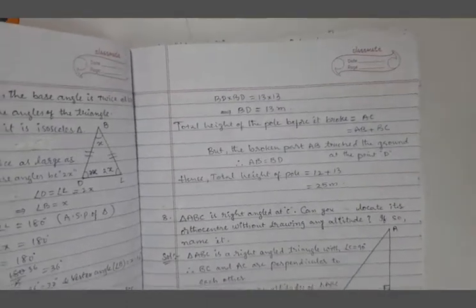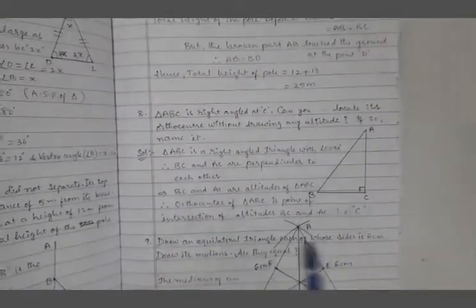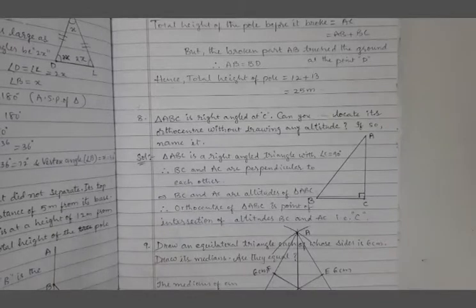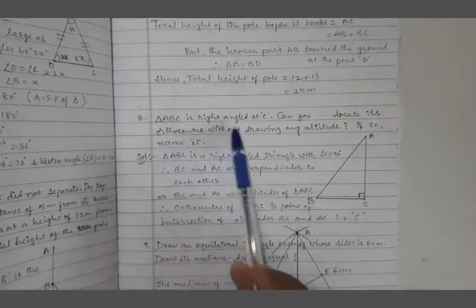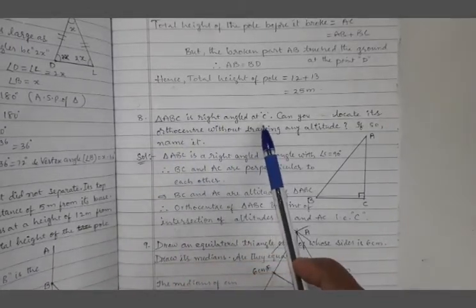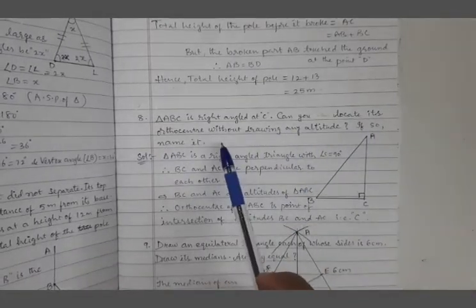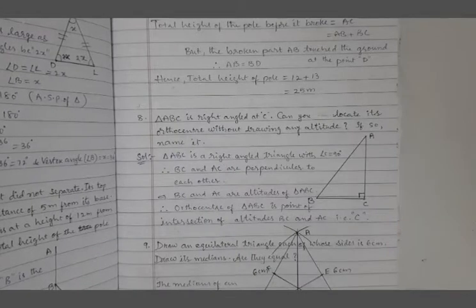Right. Now, going to question number 8, which is also important. Logic is very big in this. Triangle ABC is a right angled triangle, right angle at C. Can you locate its orthocenter? Can you locate its orthocenter?